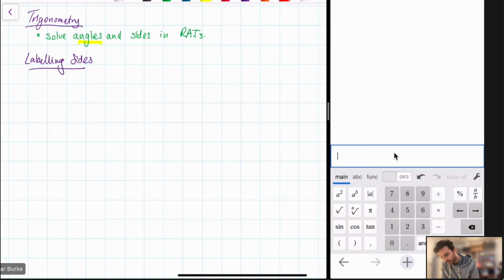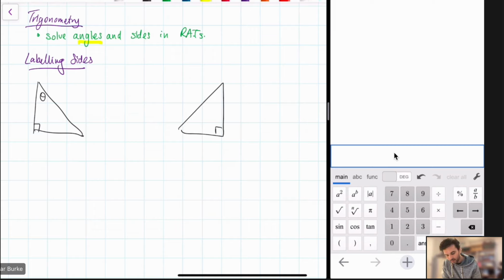So what I'm going to do, add this diagram here, and we're going to label the sides of this diagram. There's also going to be one over here, which is a your turn for you to practice. Now, to start off with, we've got to learn a new letter. This letter is called theta, and it's just like an unknown, right? So it's a Greek letter, and typically it's used for angles.